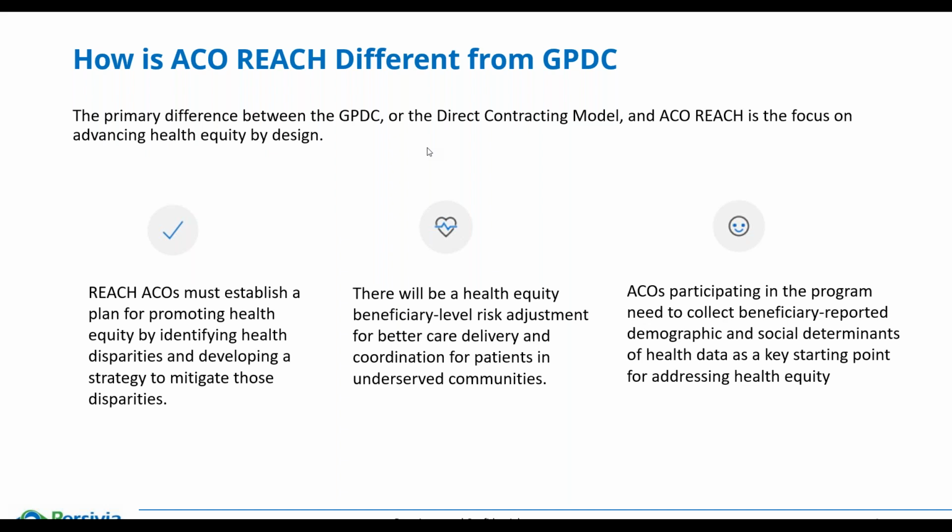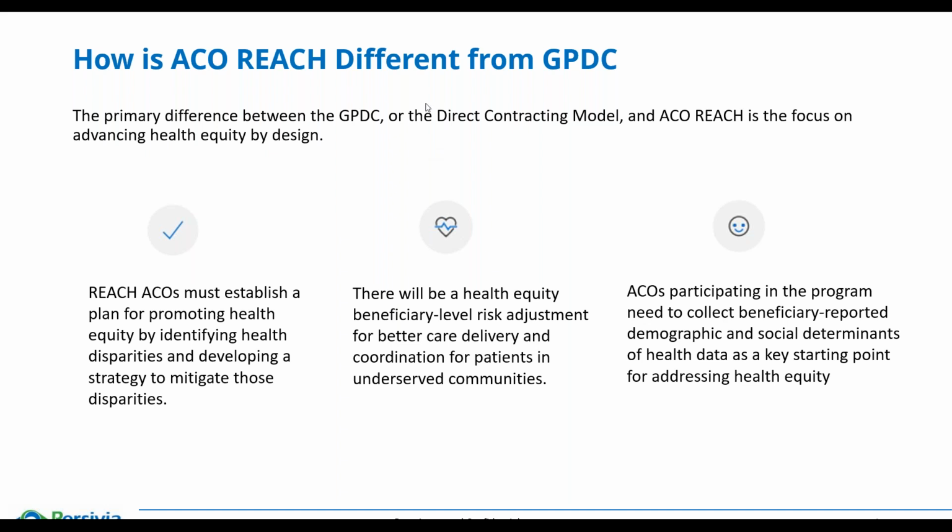The third one is the ACOs participating in the program need to collect beneficiary reported demographic and social determinants of health, also known as SDOH data, as a key starting point for addressing health equity. SDOH going forward in 2024 will be a mandatory requirement and will start impacting the quality score as well.